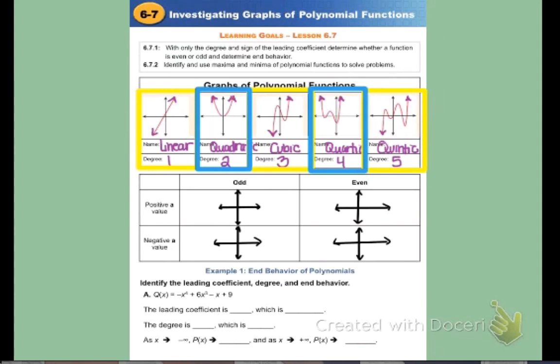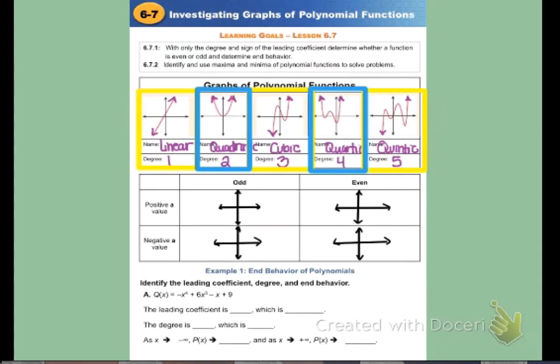Okay, so I went ahead and created some little coordinate planes here, and I'm going to sketch some graphs of some odd and even functions. So if I wanted to draw an odd function that had a positive a value, first of all, I know the ends are going to go in opposite directions because it's an odd function.